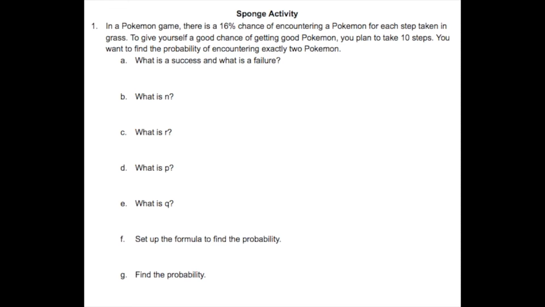Now, there's a few things here. Mostly it's talking about the important things that I mentioned. First, what is a success and what is a failure? So just name both of those. Then, what is n in this case? Then, what is r in this case? Then, what is p? And then, what is q? Again, in this case. F, set up the formula to find the probability. And then G, find the probability. So it's doing step by step what you need to do.